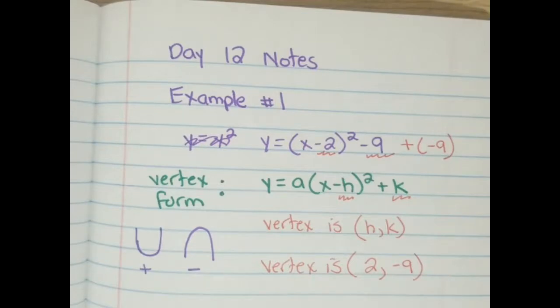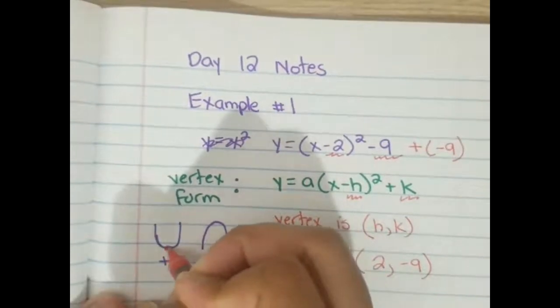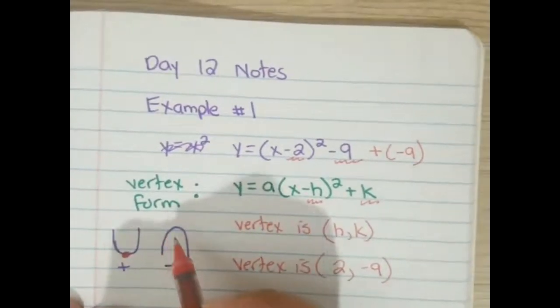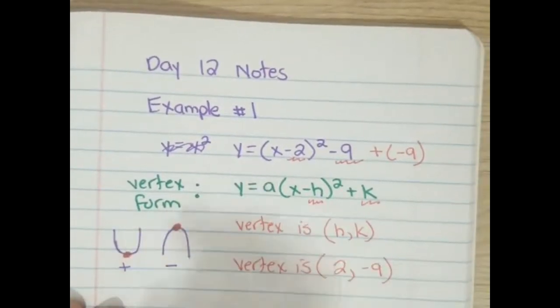you're looking at the y-axis and you're seeing whether the vertex is the lowest value or the highest value of your graph. If the vertex is the lowest value, then it's a minimum. If the vertex is the highest value, it's a maximum. And generally, our vertex will be in the bottom part of the U if it's this example, and it'll be in the upper part of the U if it's that example.